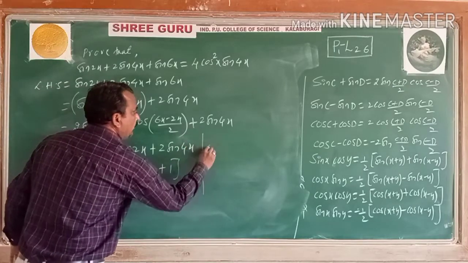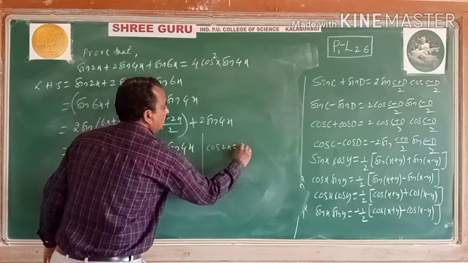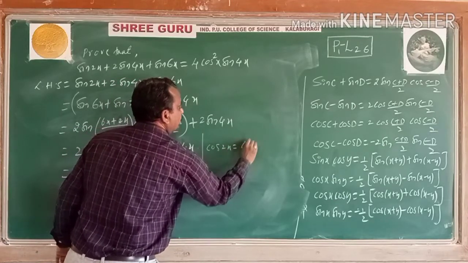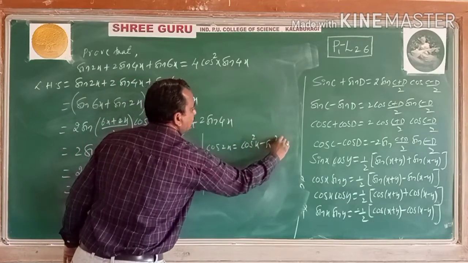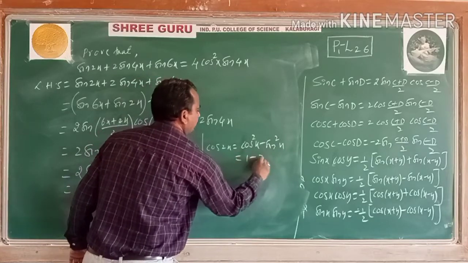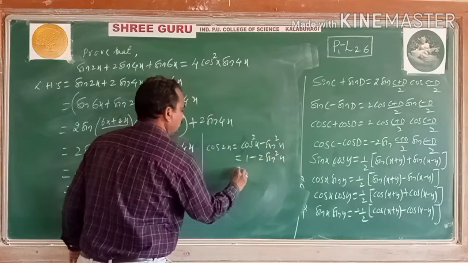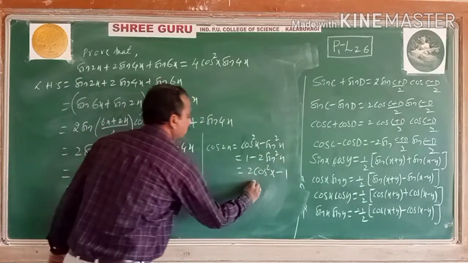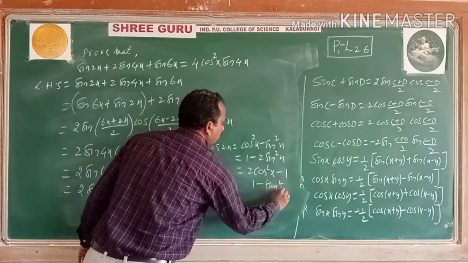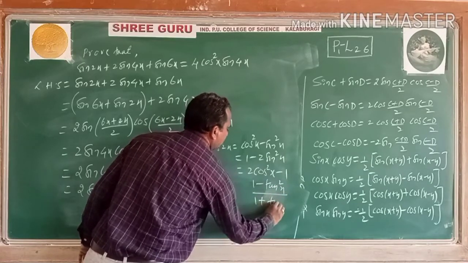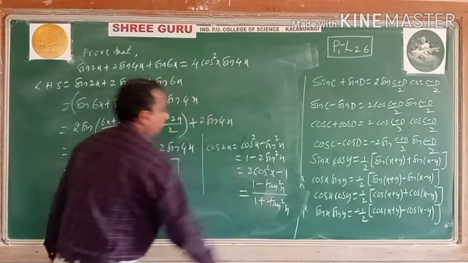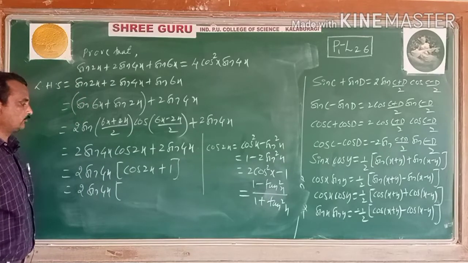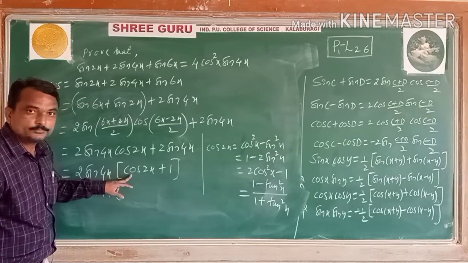cos 2x. You have four different formulas: cos square x minus sin square x; in terms of sin, 1 minus 2 sin square x; in terms of cos, 2 cos square x minus 1; in terms of tan, 1 minus tan square x divided by 1 plus tan square x. So this is cos 2x.